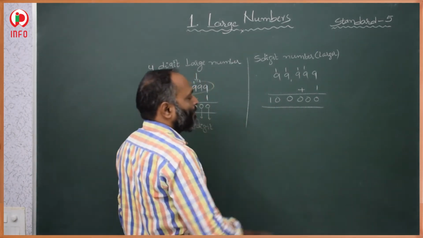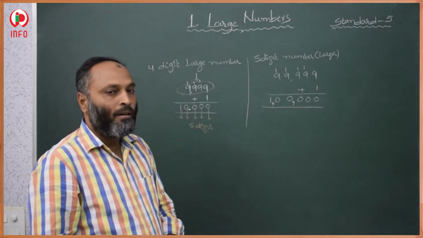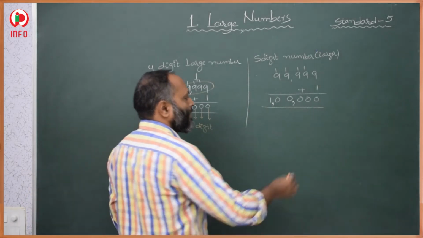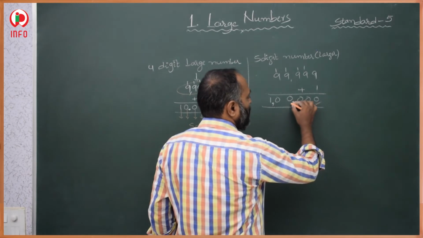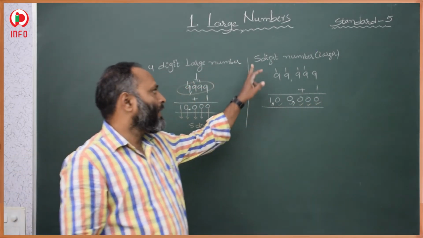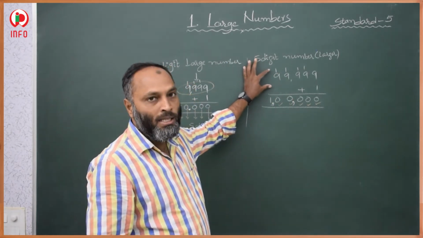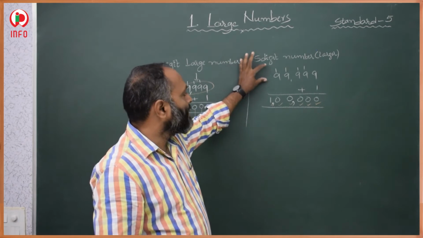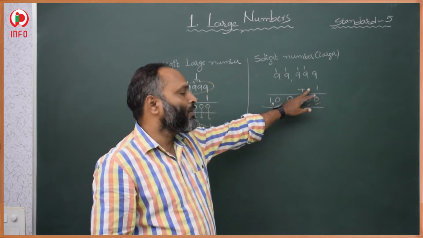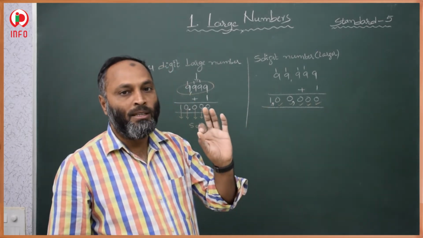Then we get this number, 1 lakh. How many digits? 1, 2, 3, 4, 5, 6. Six digits. So this is the 5-digit larger number, and if we add plus 1 to it, we get the 6-digit smallest number.